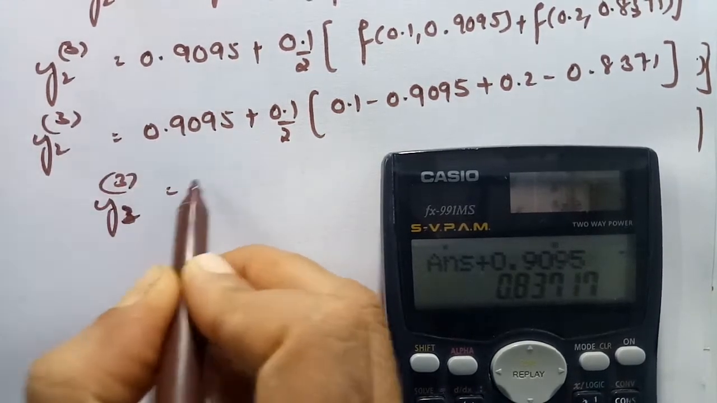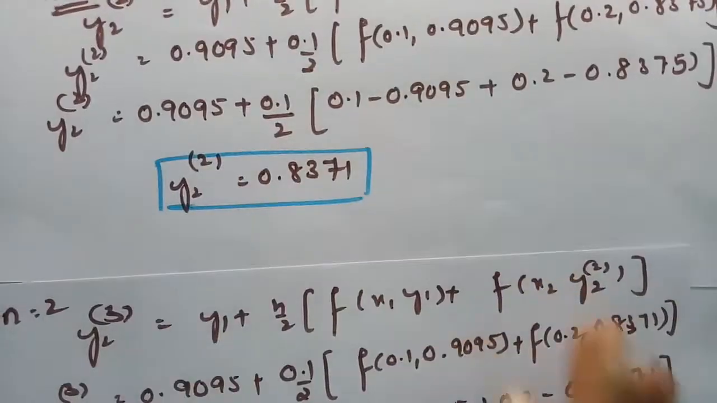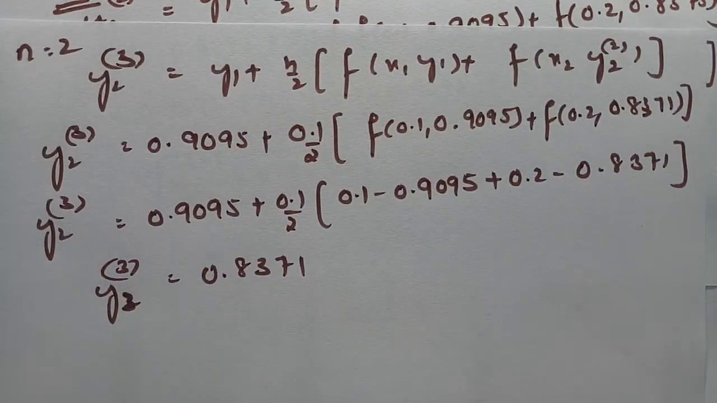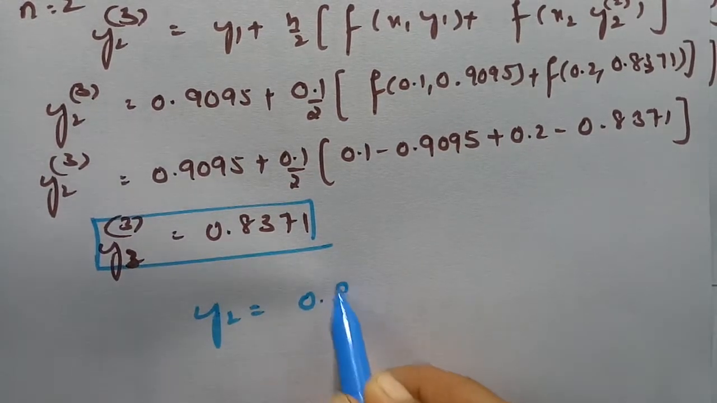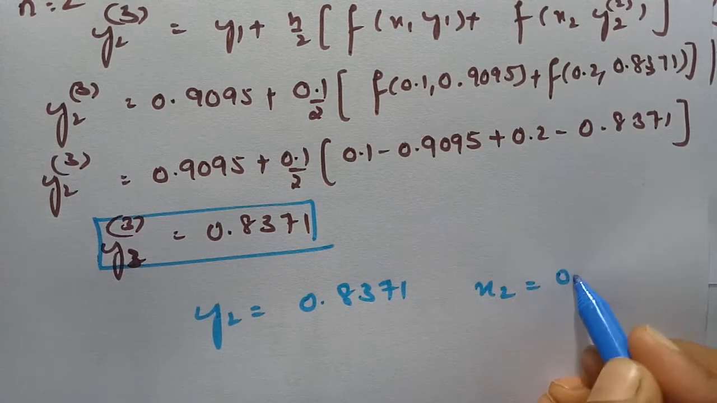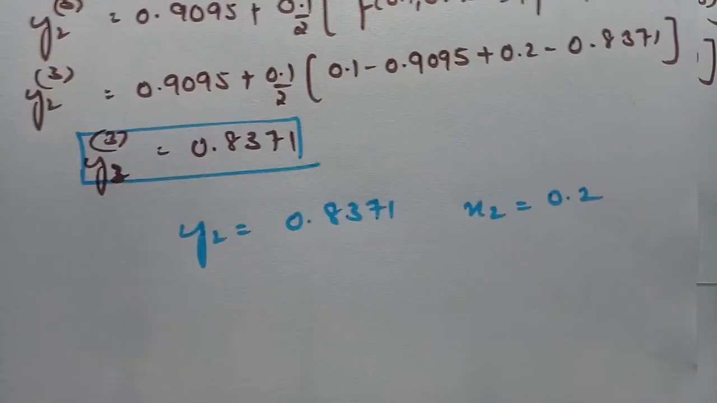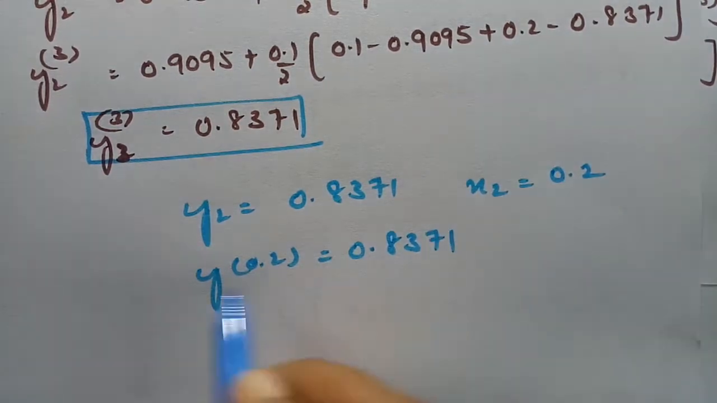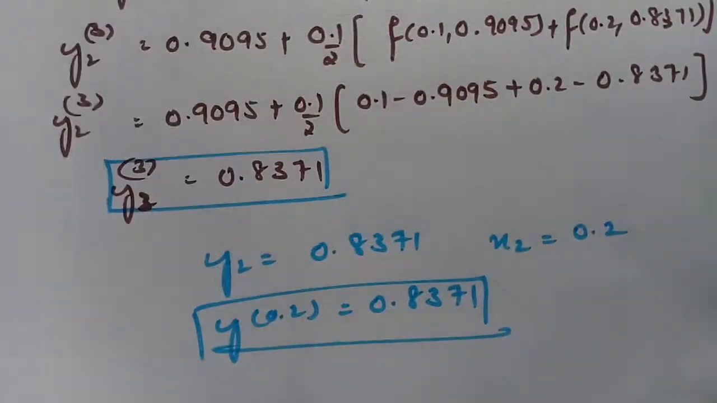So this is the third approximated value, 0.8371. So it's very similar to the second approximation, 0.8371. Here also we got 0.8371, and therefore we can close the y2 value as 0.8371. So what is our x2? X2 value is nothing but this is 0.2. So y at 0.2 value is 0.8371. So these are the values which are asked in the question.